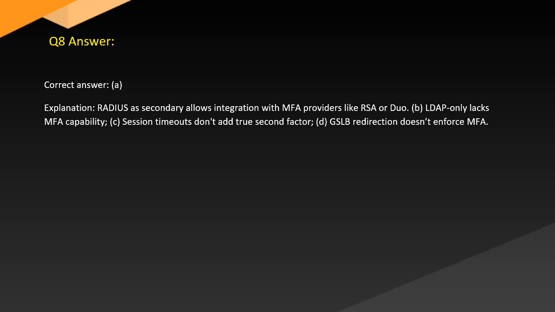Answer. Correct answer: A. Explanation. RADIUS as secondary allows integration with MFA providers like RSA or Duo. B. LDAP only lacks MFA capability. C. Session timeouts don't add a true second factor. D. GLB redirection doesn't enforce MFA.